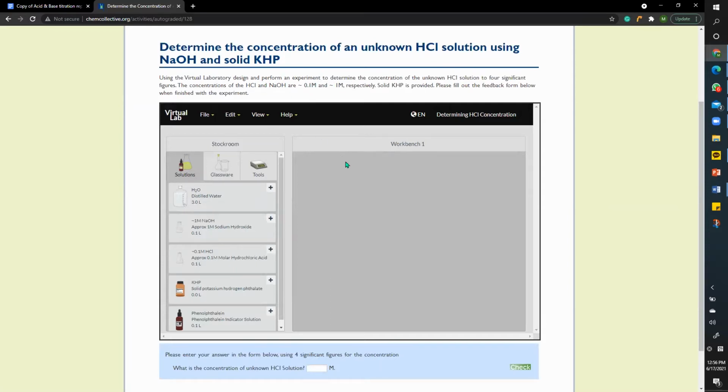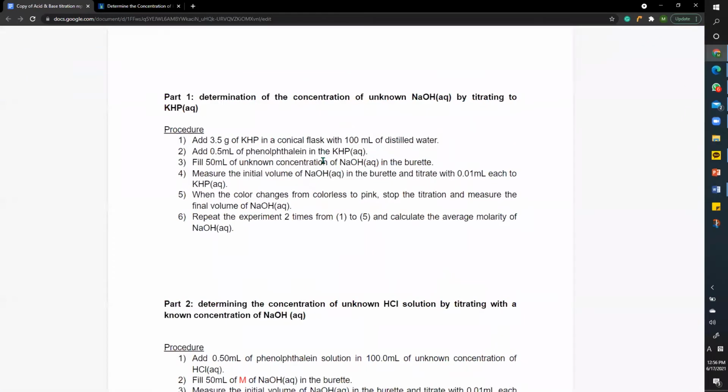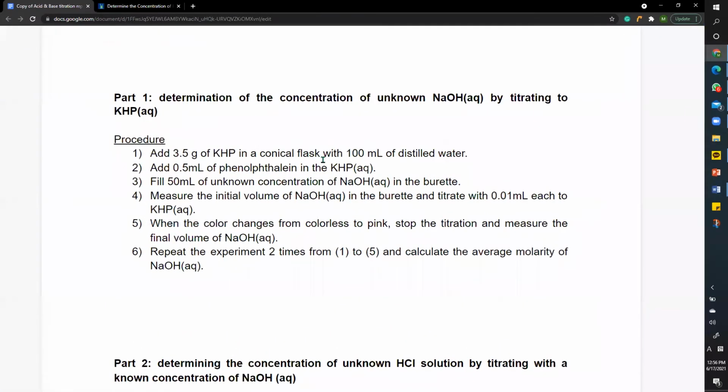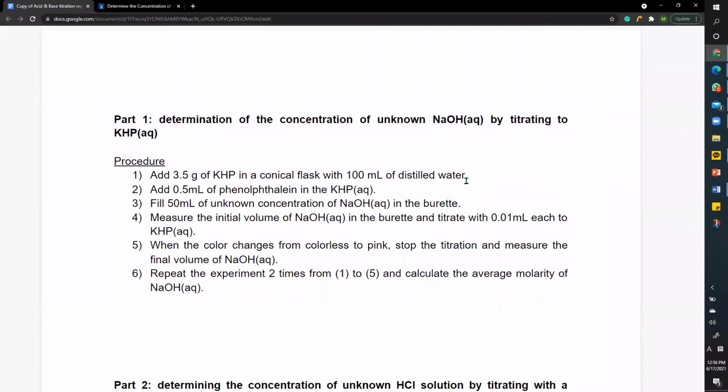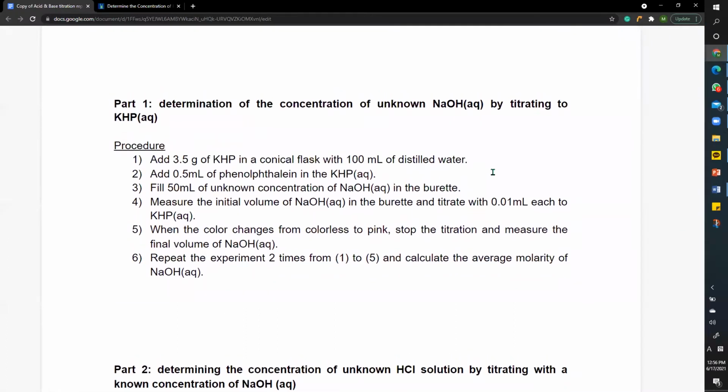So first, in this experiment, we should figure out the concentration of the NaOH by using the KHP. And then, using that concentration of NaOH, we can find the unknown concentration of HCl. Briefly, I already made this procedure for the two parts of the experiment.